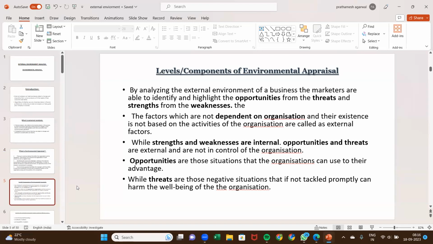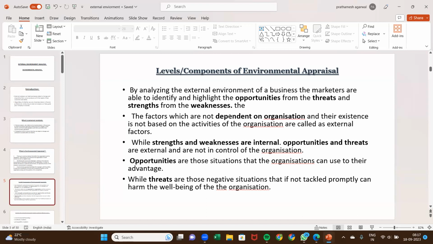Now, levels, components of environmental appraisal. What are the components of environmental appraisal? All right. First of all, we will analyze the external environment of the business. The marketeers are able to identify and highlight the opportunities. See, we are highlighting the opportunities from the threats. So we are now studying the difference between, or there is a small line of difference between opportunities and threats, strength from weakness. So first of all, we are having these four parameters.